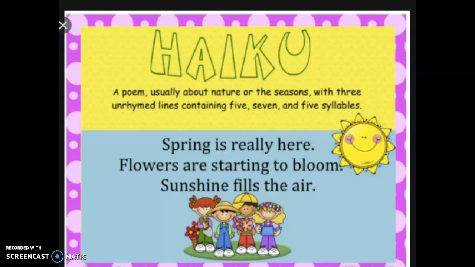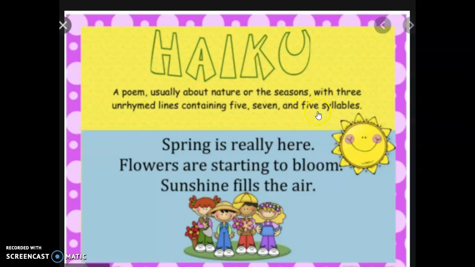Okay. Next is a haiku. A haiku is a poem that has a subject matter that's normally focused on either nature or the seasons, winter, spring, summer, fall. And haikus normally have 3 unrhymed lines containing 5, 7, and 5 syllables. So for example, spring is really here. Flowers are starting to bloom. Sunshine fills the air.